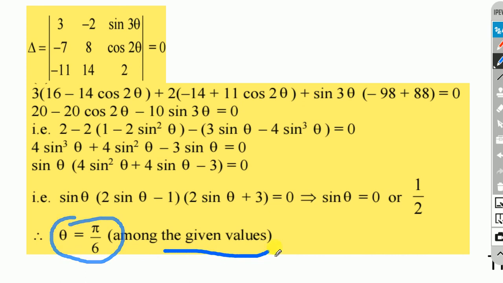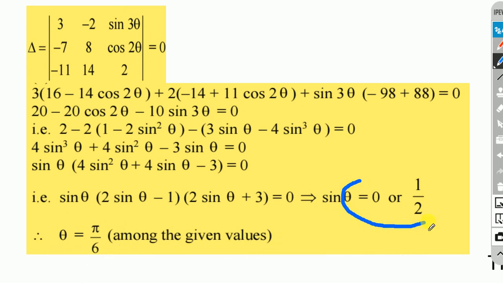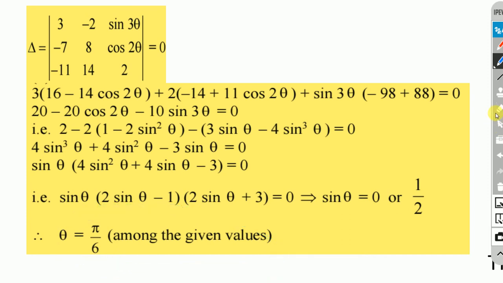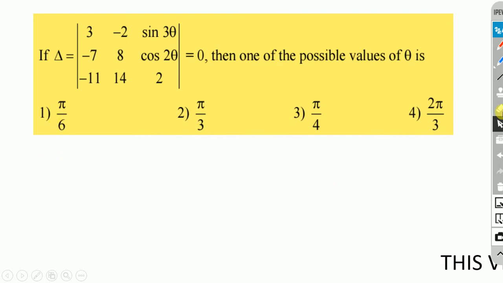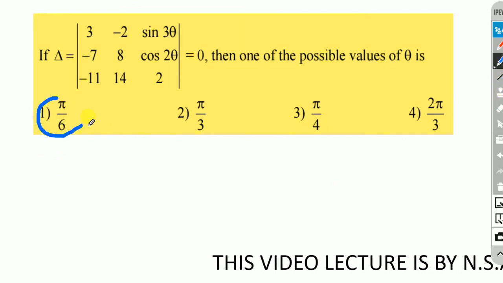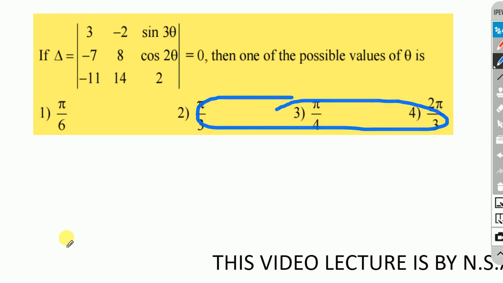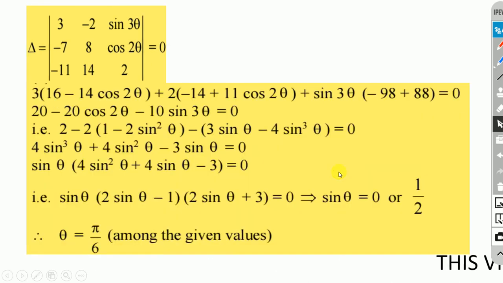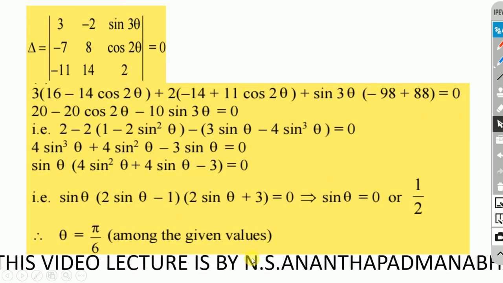Theta has two values here: sin theta equals 0 and sin theta equals half, which implies theta equals 0 or theta is equal to pi by 6. Among the given values, theta is equal to pi by 6. So you can look at the options. Here I have option 1 as pi by 6, but I don't have 0 in any option. So among the given options, theta equals pi by 6 is the correct answer for this question.